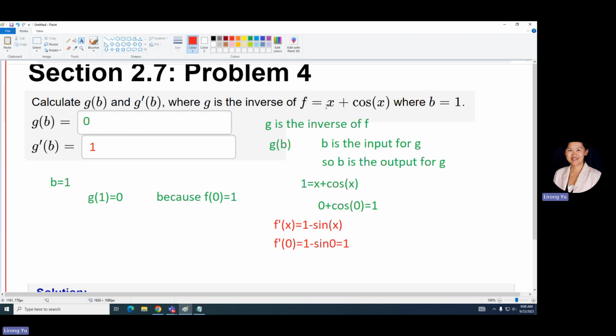Hope that answered your question. The slope equals 1, and the value equal to 0 leads to the x value of the inverse, x equal to 1. I can only graph the original function. You cannot graph the derivative of the inverse.